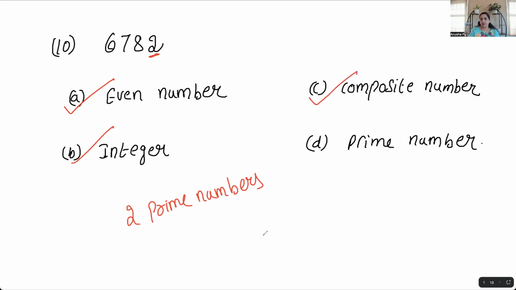Is it a prime number? No. Okay, it's not a prime number because it has multiples of 1, 2, and 6, 7, 8, 2, and a couple of other tables. So it is not a prime number.